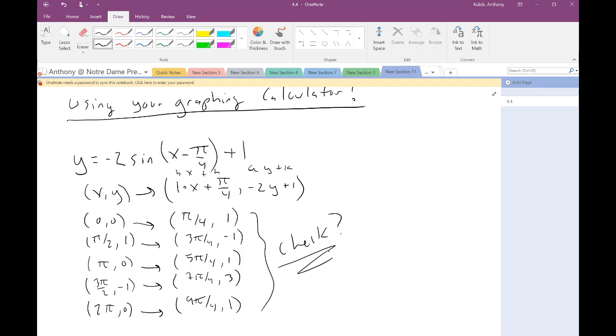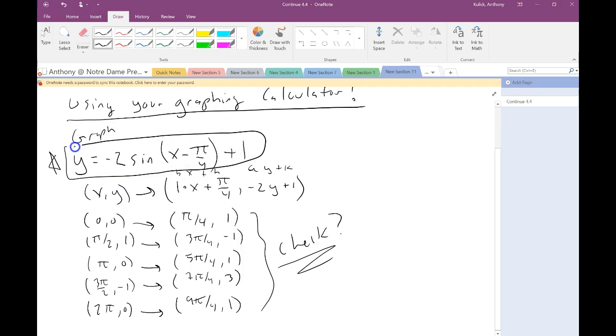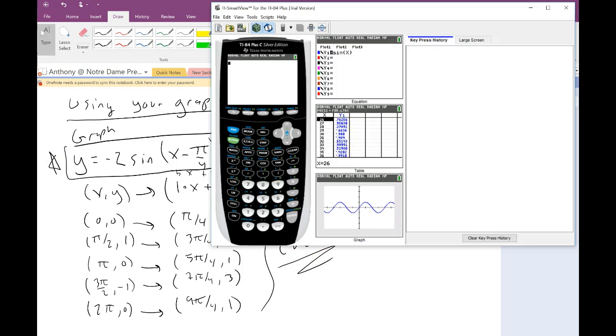So we're going to learn how to use our graphing calculator so that if we're asked to graph something like this, we can check our answers to make sure that both the graph that we're drawing is correct and the points that we generated using our transformation are correct. So, what we're going to do is pull up our graphing calculator.